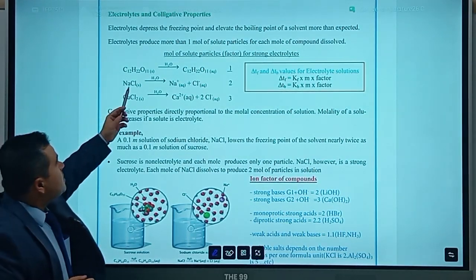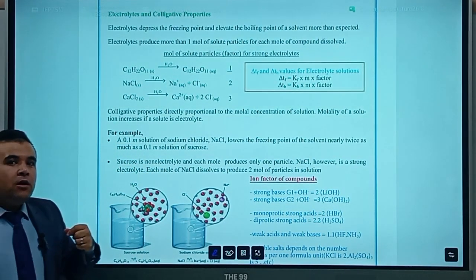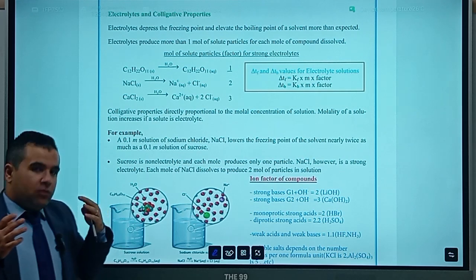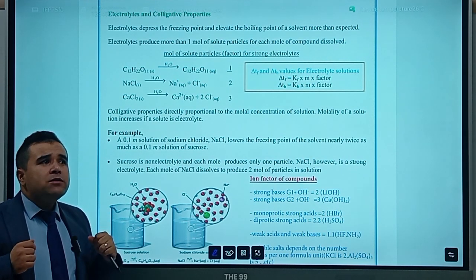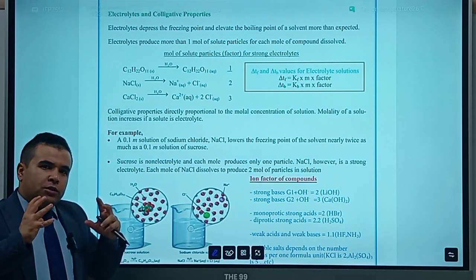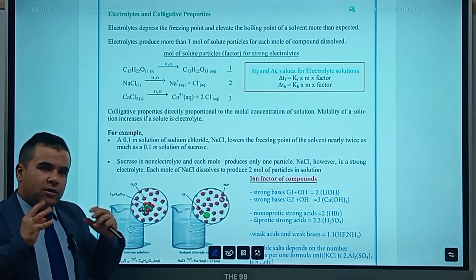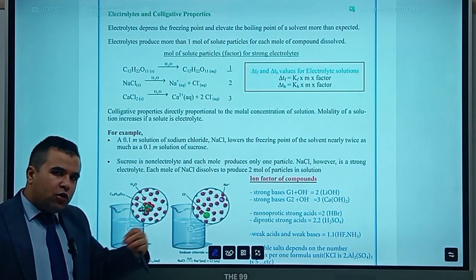Guys, the electrolytes depress the freezing point and elevate the boiling point much higher than the non-electrolytes. Why? Because every single unit of the electrolytes will produce more than 1 unit in the aqueous solution.